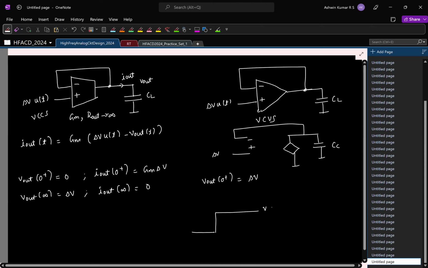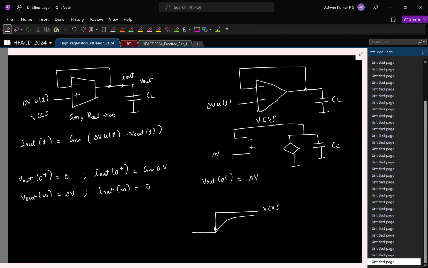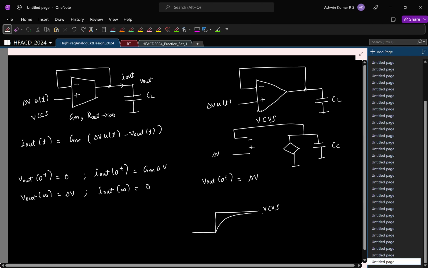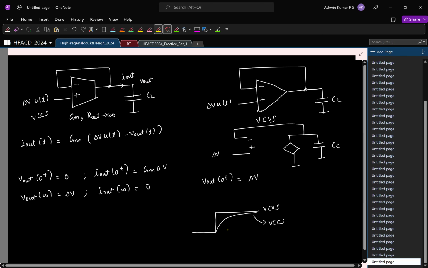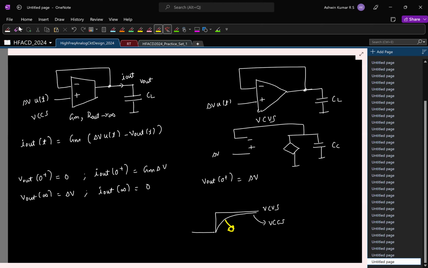With a VCVS, we'll have something like this. But with a VCCS, we will have an exponentially rising behavior. Is that clear? Again, this is a first order exponential behavior.